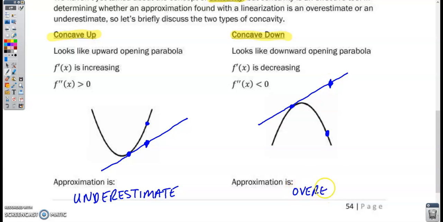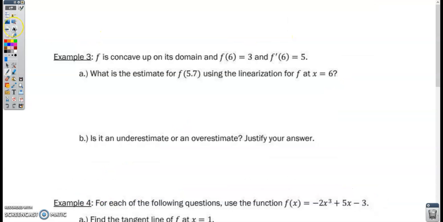So whenever a curve is concave up, we have an underestimate when we use a linearization for approximation, and whenever it's concave down, we have an overestimate. All right, let's move on, and we'll do a couple of examples related to linearization and whether the approximations are overestimates or underestimates.